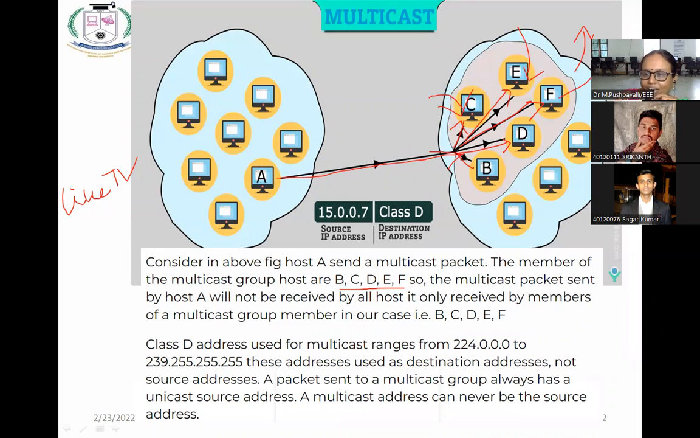So that is how my IPv4 works for unicast, multicast, and broadcast. Under broadcast, I have two things: limited broadcast and direct broadcast. Have you understood this? Have you understood?